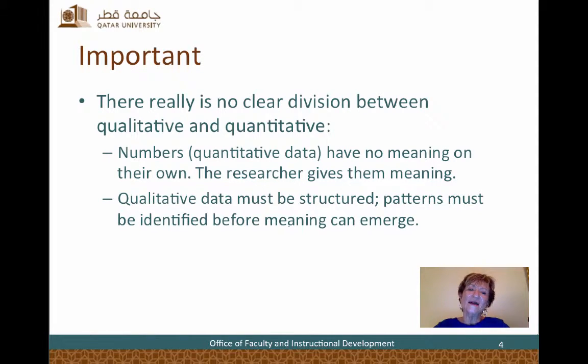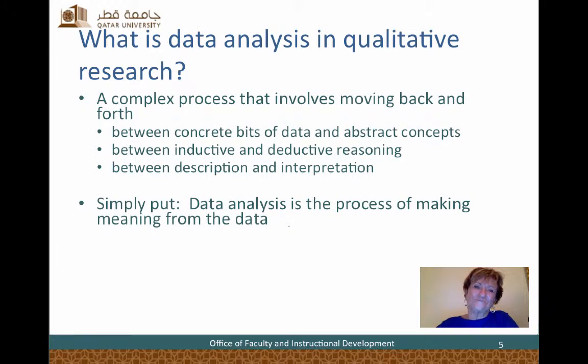On the other hand, qualitative data is not just thrown out there. It has to be structured to get the meaning from it. So it has to be ordered. It has to be organized in some way. And in that organization process, very often you find yourself quantifying the qualitative data. So these two paradigms tend to interact very frequently.